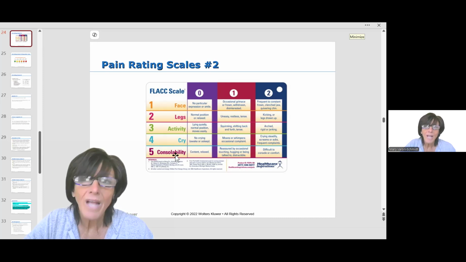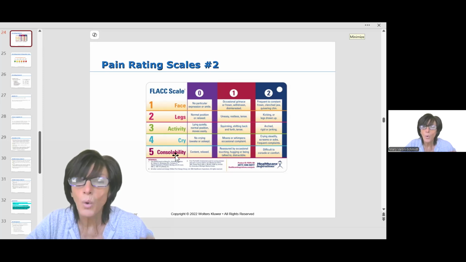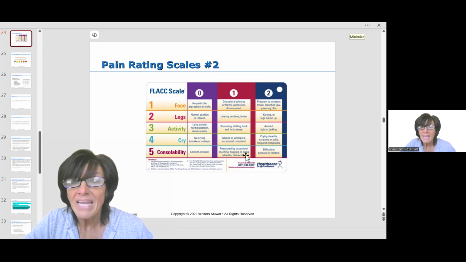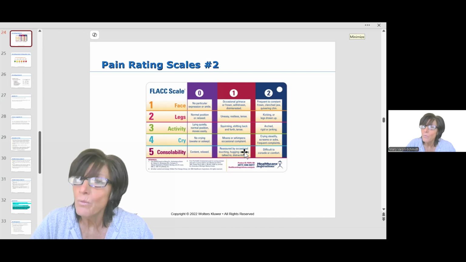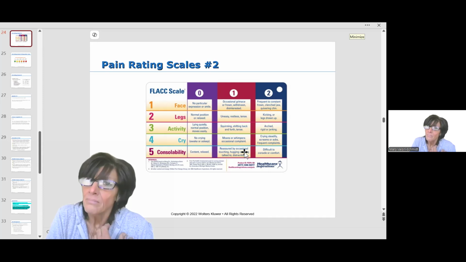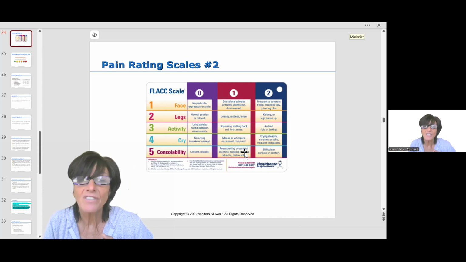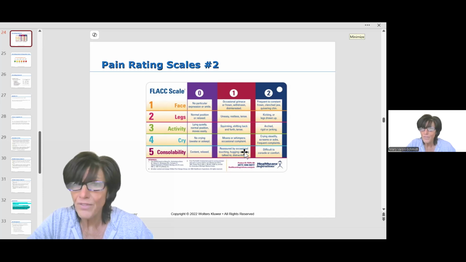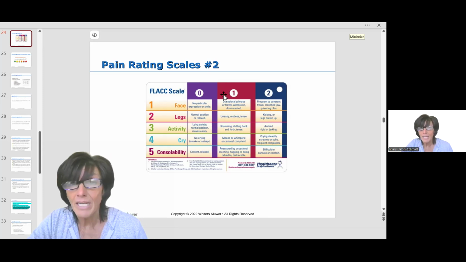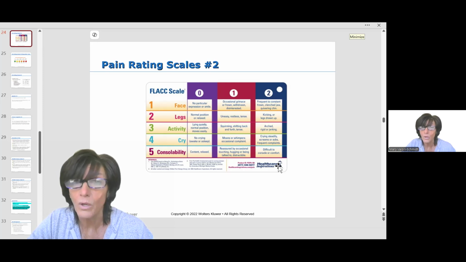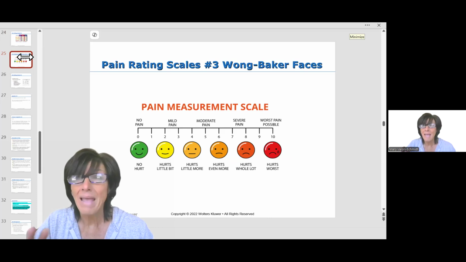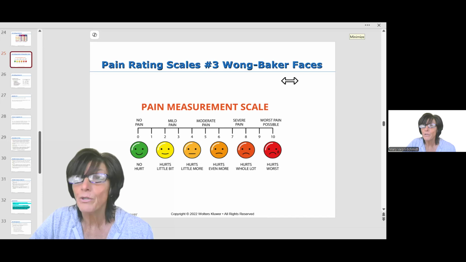And then we look at something called consolability. Can we console them if they are crying? So a 0 would be if they're already content and relaxed. If they are a little uneasy or restless, can we console them by reassuring them or hugging them or touching them or swaddling them? Then that's a good sign. If we cannot console them, or comfort them, that's a bad sign. That means they really do have some significant pain. And then you just add up each of the categories, what score they got, and you come up with a score.